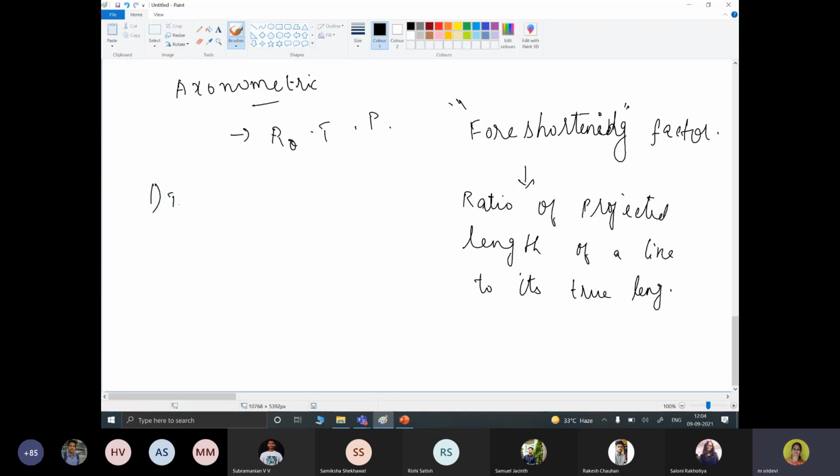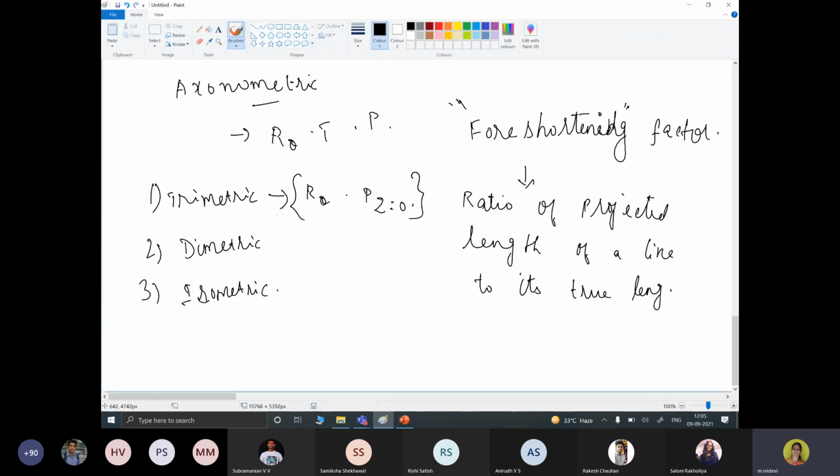We have types: trimetric, dimetric, and isometric. When it comes to a trimetric projection, it is formed by arbitrary rotations in arbitrary order about any or all of the coordinate axes, followed by projection onto the z equal to 0 plane. So let me discuss this.